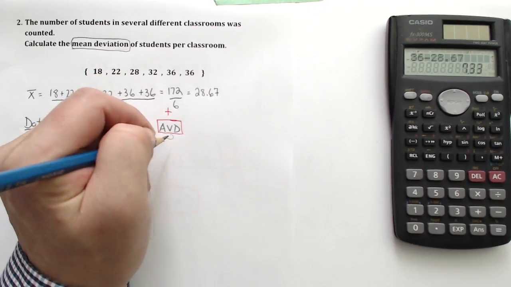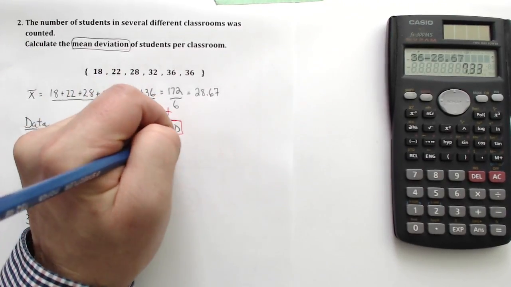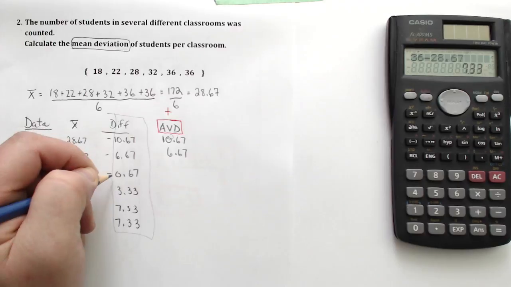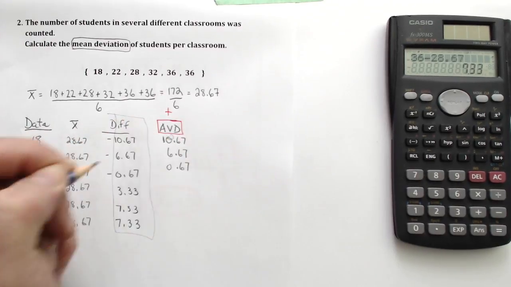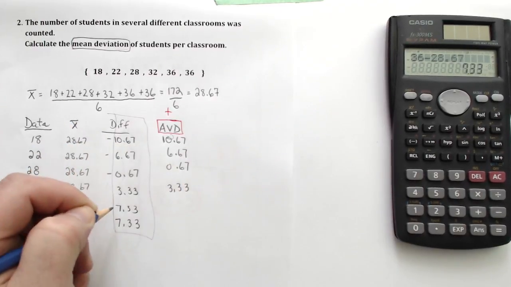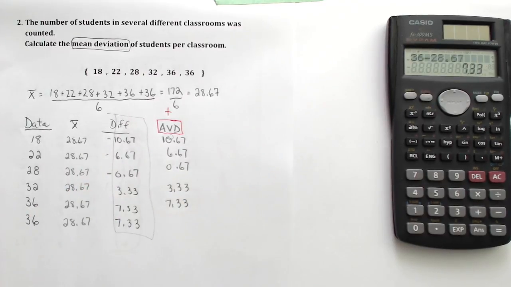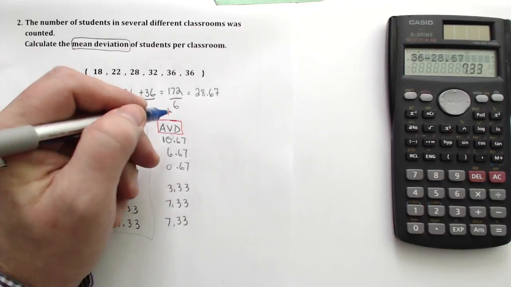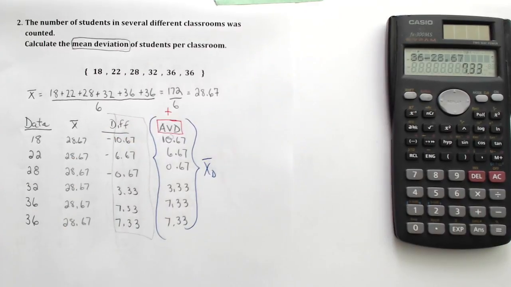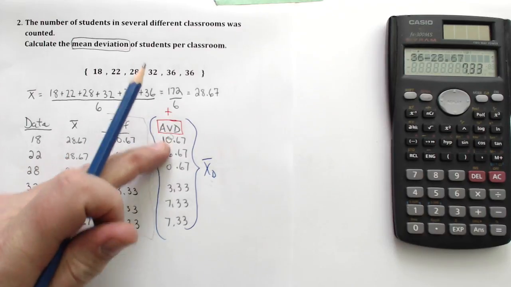So 10.67, positive 6.67, positive 0.67, and then these are already positives, 3.33, 7.33, and 7.33 once again. So the last thing to do once we've got all those differences is we're going to take this list of numbers and calculate the mean deviation, that being the symbol for mean deviation. So, really simple, average of those numbers.